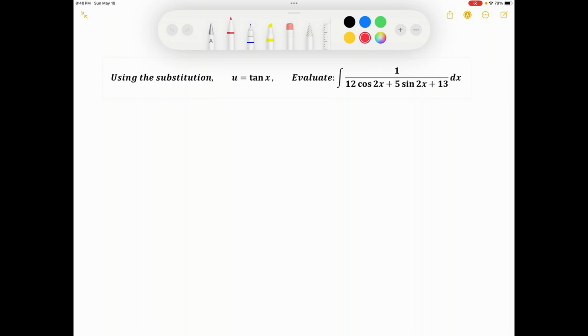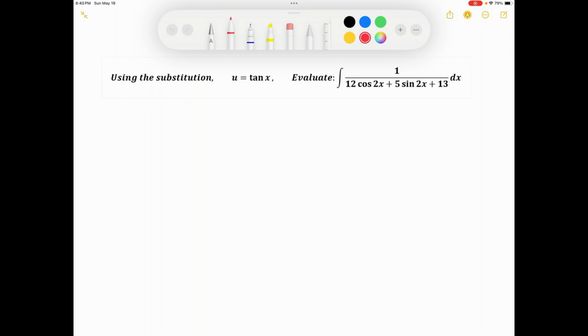Today we will see how to evaluate the integral 1 over 12 cosine 2x plus 5 sine 2x plus 13, using the substitution u equals tangent x. Because of the nature of the constant term, which is 13, the given substitution is actually not required.